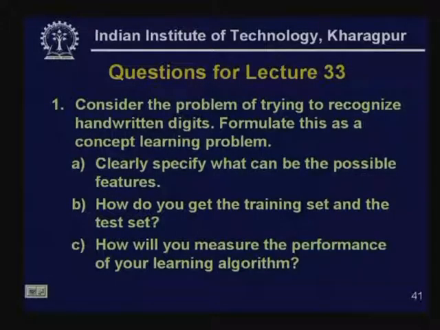Before we stop, we will discuss the answers to the questions that we posed yesterday in the last class, lecture 33. Question number 1, consider the problem of trying to recognize handwritten digits. Formulate this as a concept learning problem. A, clearly specify what can be the possible features. B, how do you get the training set and the test set? C, how will you measure the performance of your learning algorithm? So, let us look at the answer.